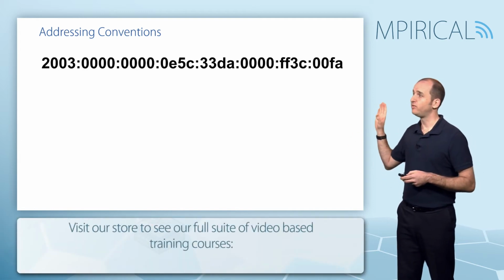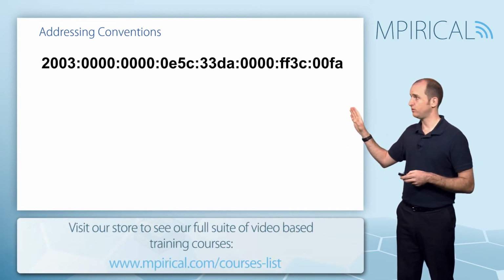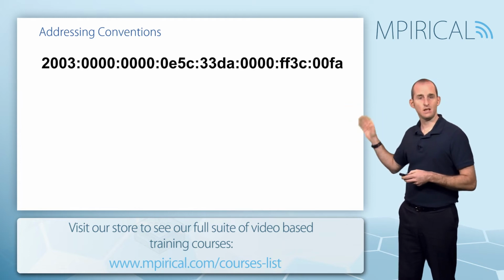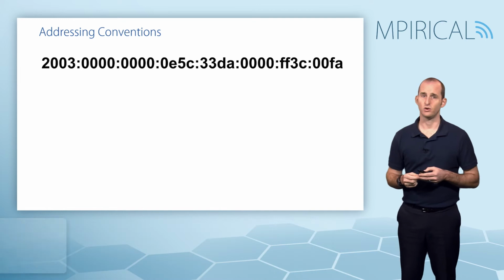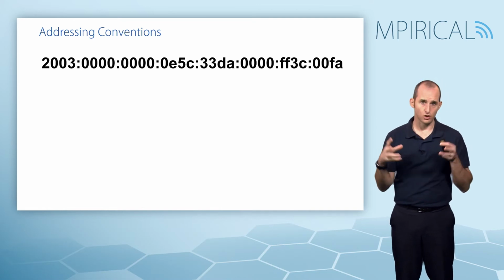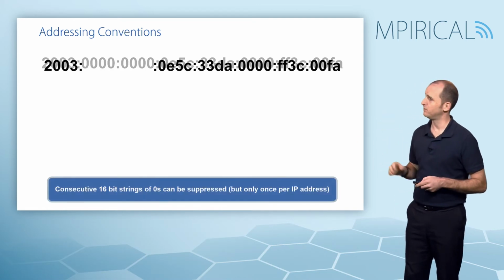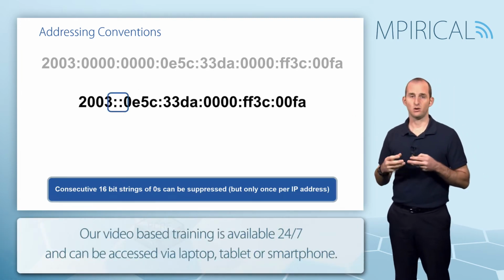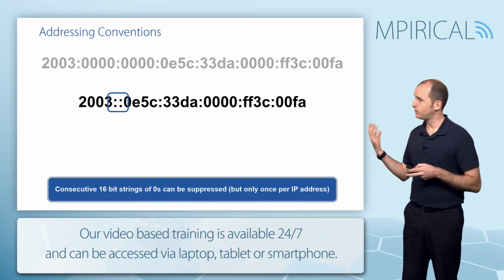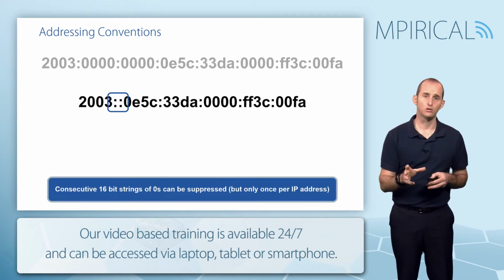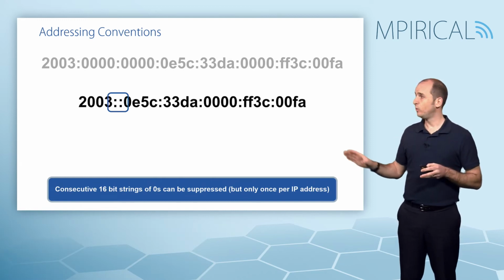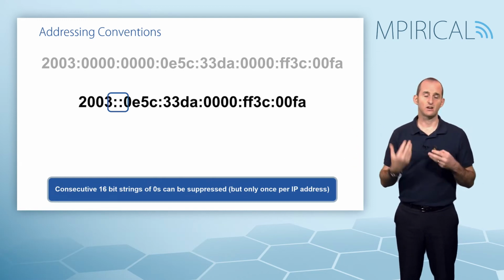So after our first 16-bit block of 2003, we see 2 separate 16-bit blocks with consecutive zeros. And what we can actually do is contract them down. Watch what happens in the animation here. So we lose our 16-bit blocks of zeros and we actually replace them with a double colon. Now the point to note about this is we can only do this once in an address.